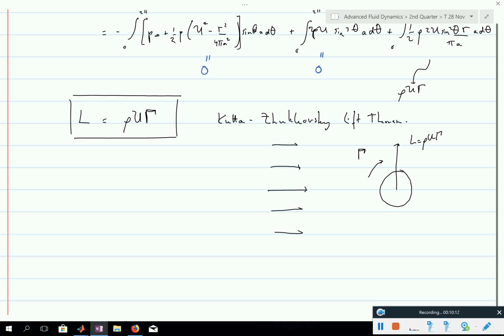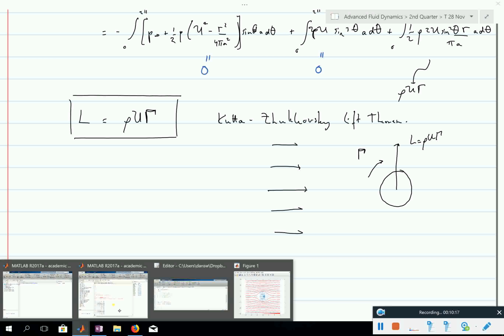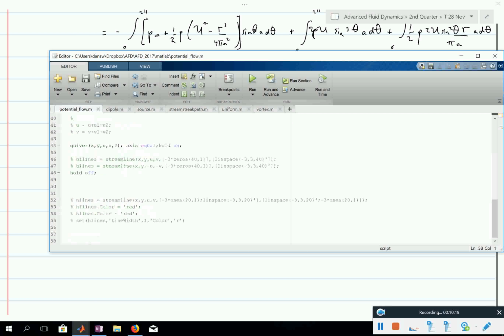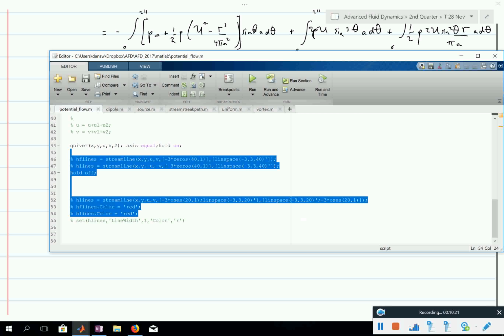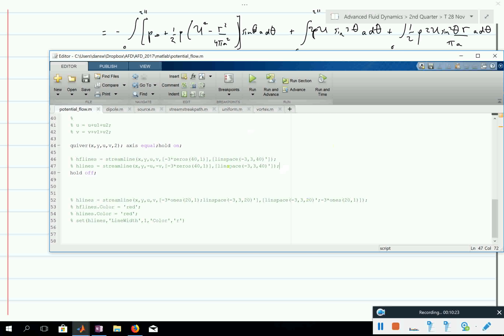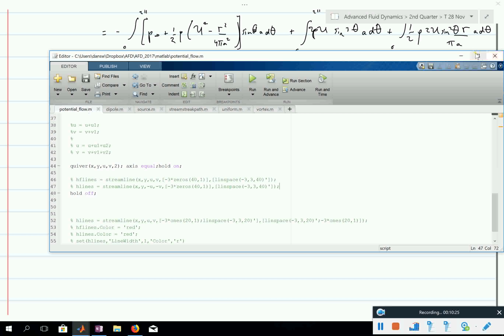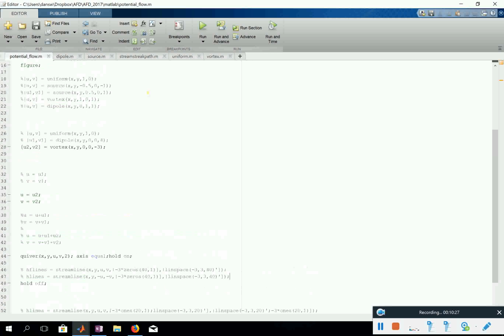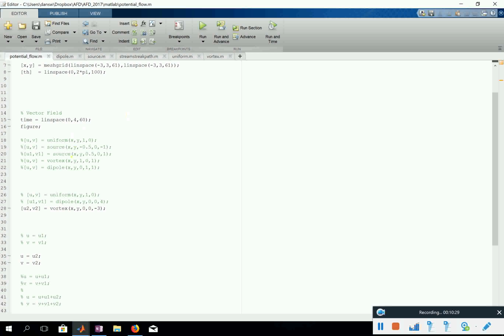So let's see in MATLAB how this looks. Let me go back to, let me open this. So remember, here we are plotting all of the different fields. Let me just remind you of all the different fields.